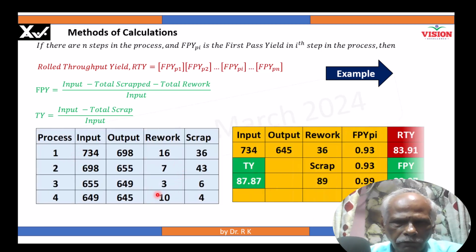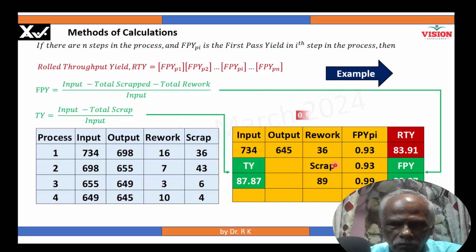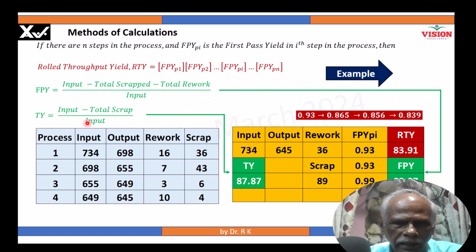So here are the 4 processes. You can see that 698 minus 16 by 734 is 0.93. Similarly, 655 minus 7 by 698 is 0.93. 649 minus 3 by 645 is 0.99. 645 minus 10 by 649 is 0.98. Multiply all this and you will get the answer, 83.9%. Right? And traditional yield is obtained by the output 645 by 734.